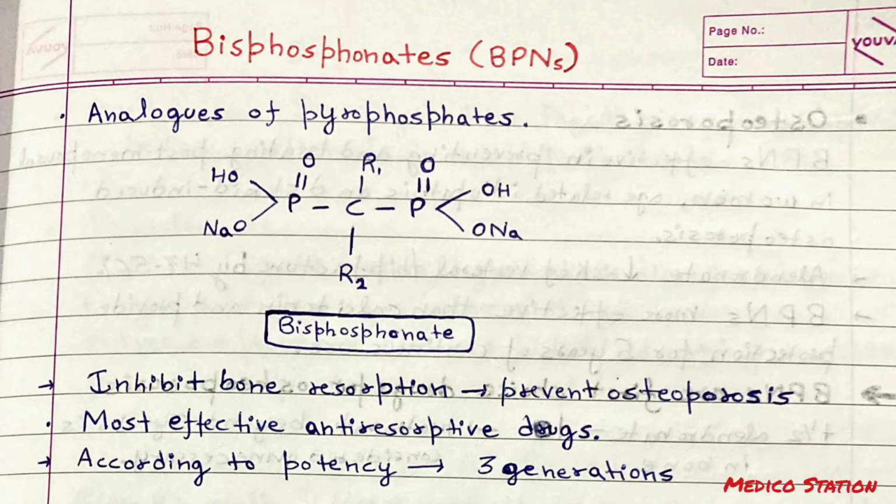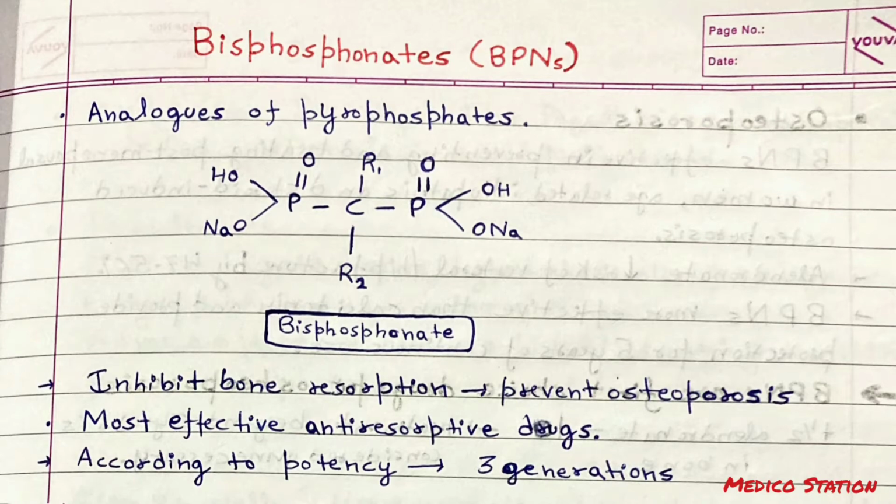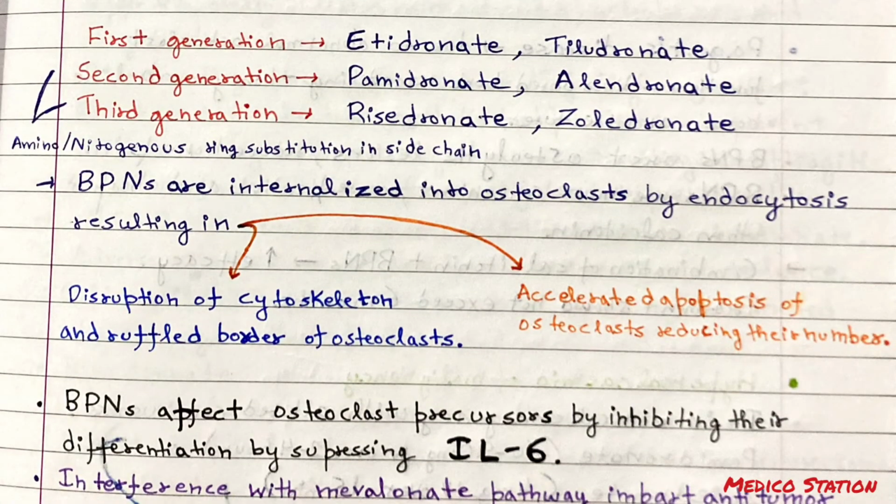Bisphosphonates, analogues of pyrophosphates, inhibit bone resorption and prevent osteoporosis. They are the most effective anti-resorptive drugs. According to potency, they are divided into three generations. First generation: etidronate, tiludronate. Second generation: pamidronate, alendronate. Third generation: risedronate, zoledronate. Second and third generation have amine or nitrogen ring substitution in the side chain.